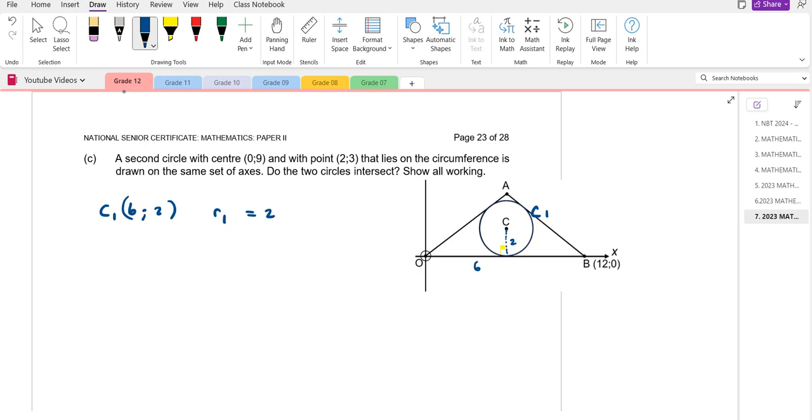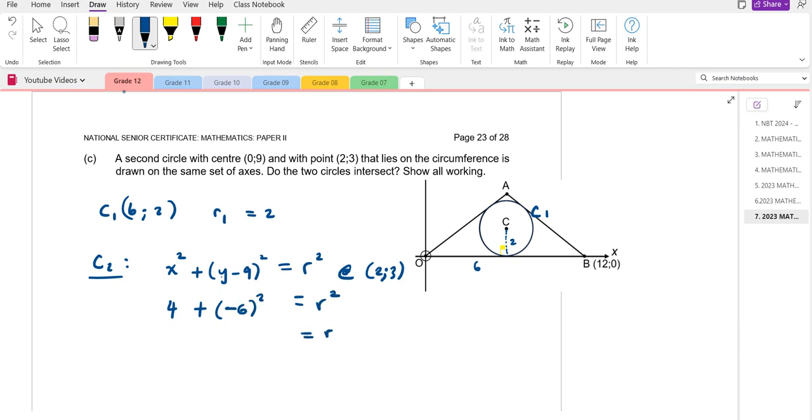Circle 2, we have center (0, 9), so x squared plus (y minus 9) all squared is equal to r squared, because we need to find r here, at the point (2, 3). So if I substitute the point (2, 3) inside here, I'm getting 4 plus (3 minus 9), minus 6 squared, is equal to r squared. So 4 plus 36 is 40. R squared is equal to 40. Therefore r is equal to the square root of 40.